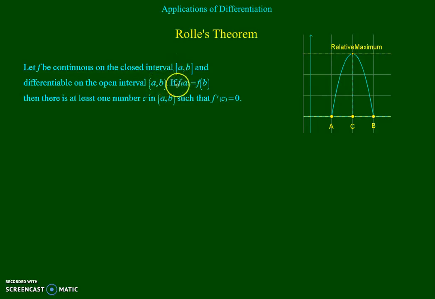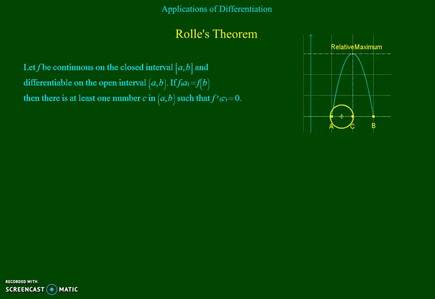Then, if f of a equals f of b, there's the new requirement, then there is at least one c in that open interval (a, b) such that the derivative at c is 0. That means the slope of the tangent line at c is 0.